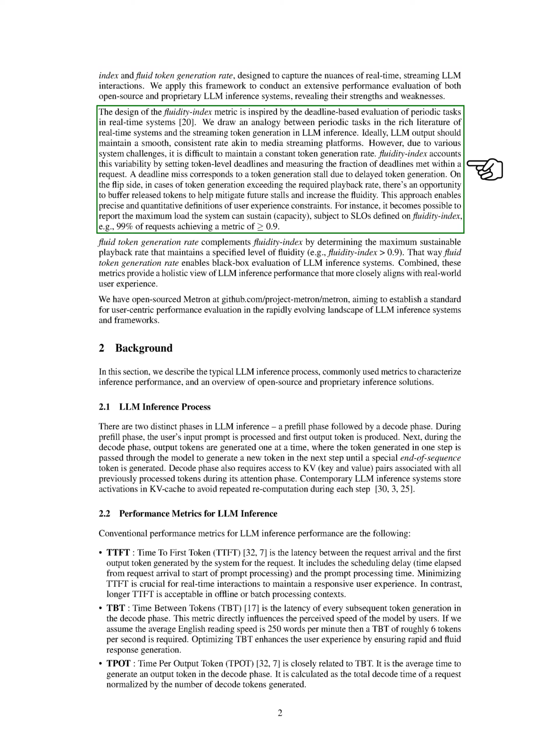The fluidity-index metric is inspired by evaluating periodic tasks in real-time systems and focuses on maintaining a smooth token generation rate. It sets token-level deadlines to measure how many deadlines are met within a request, reflecting the system's ability to generate tokens consistently. On the other hand, the fluid token generation rate determines the maximum sustainable playback rate while maintaining fluidity. By using Metron, we evaluate both open-source and proprietary LLM inference systems to understand their strengths and weaknesses.